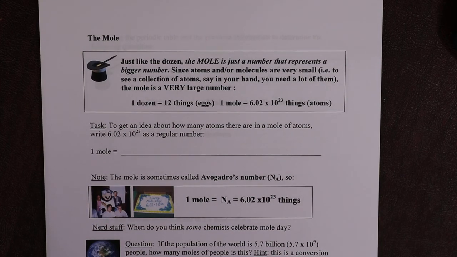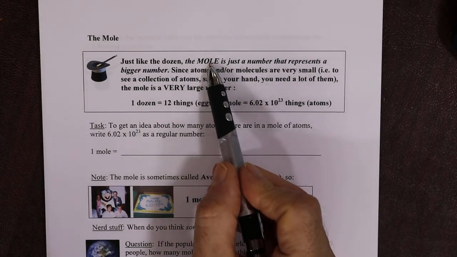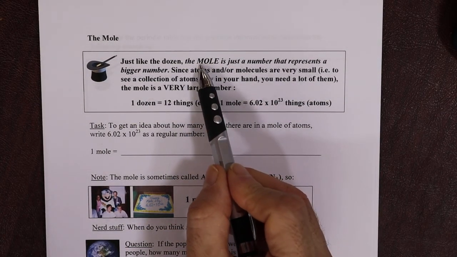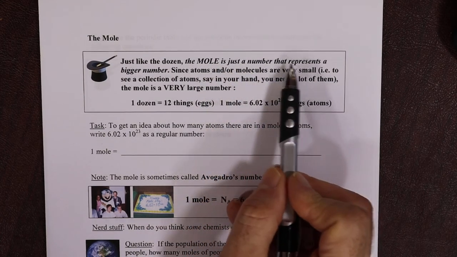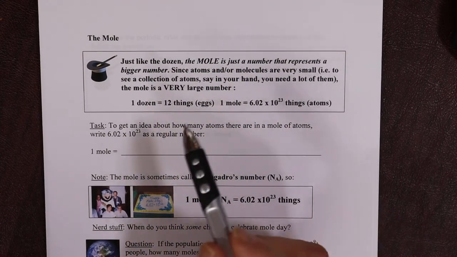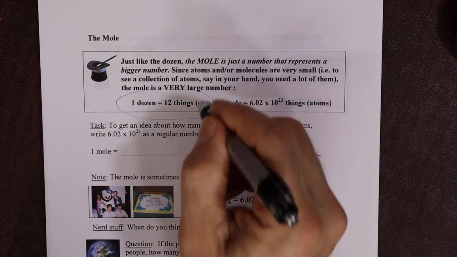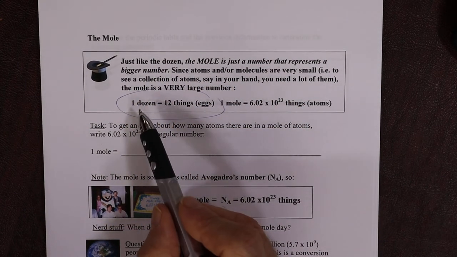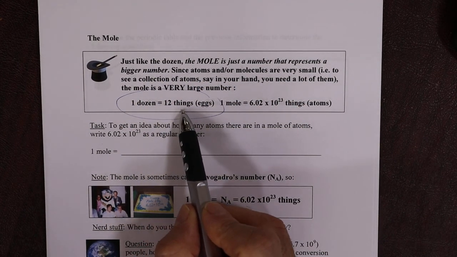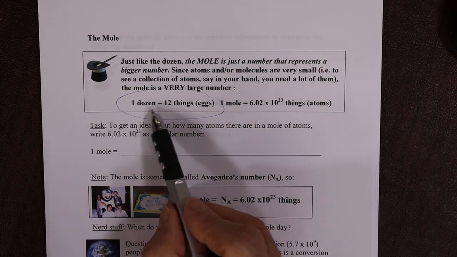So the concept is simple. Don't get confused by this concept of the mole. The number that is the mole is just like the chemist dozen, okay? The mole is like the dozen. It's just a number that represents a bigger number, okay? So if I have things that are the size of eggs, 12 is a great number, okay? A dozen is a number that represents another number, 12, okay? So it's easier to count in dozens, right?